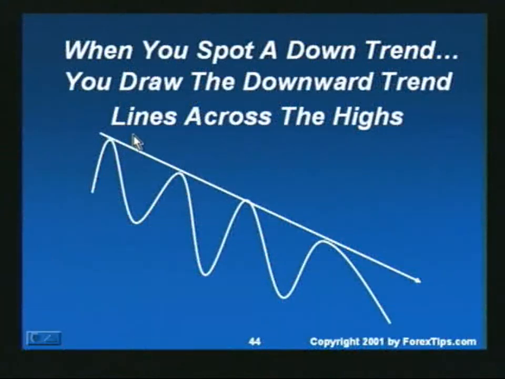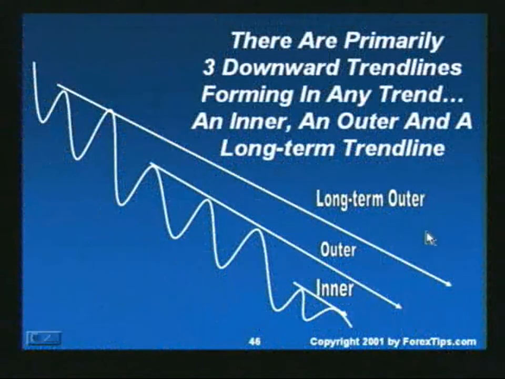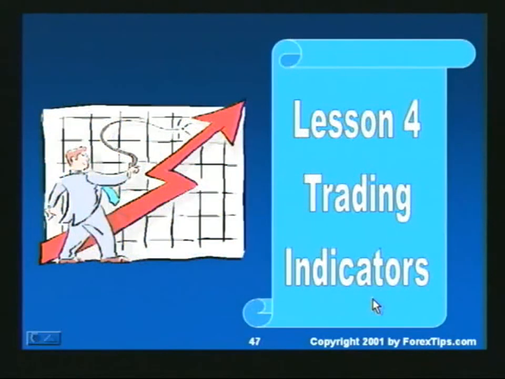That is a downtrend. When you draw your downtrend line, it goes across all the highs. Look at how we are drawing the downtrend line across the highs here. Once again, there are inner, outer, and long-term trend lines that we monitor. Whenever the market breaks one trend line, it starts to go to the other trend line.